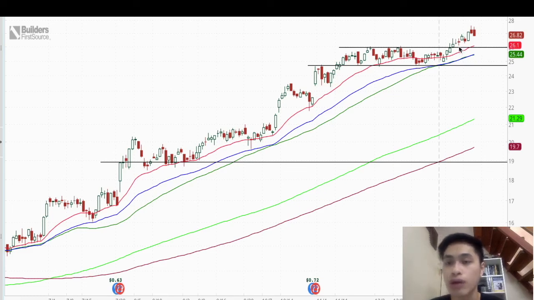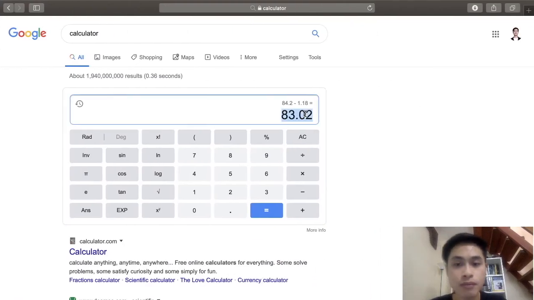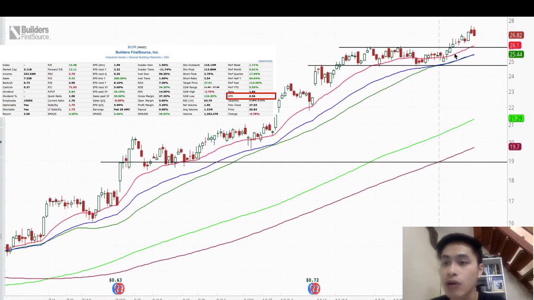So what do we want to do? After we have determined the new support level, we want to determine the ATR for the stock. So the ATR for the stock will be around over here. It's 0.56. So where do we want to set our stop loss? We want to set our stop loss 0.56 below this support level. So let's calculate what that number is. 26.1 minus 0.56 is 25.54. So we want to set our stop loss at around 25.54. So it will be around this point. That is where we want to set our stop loss.